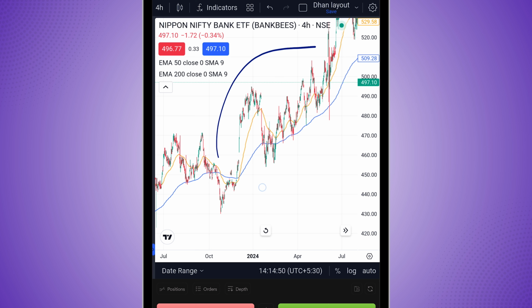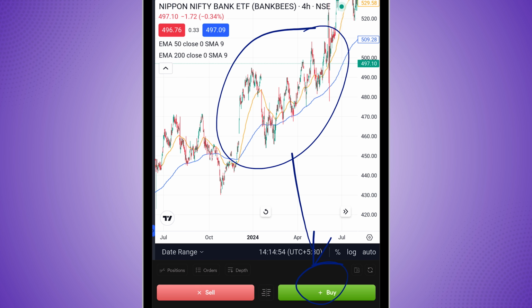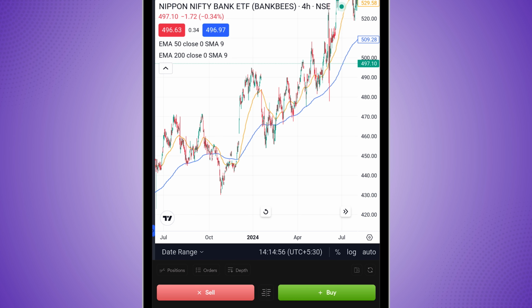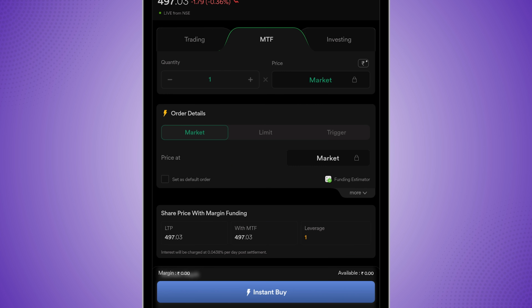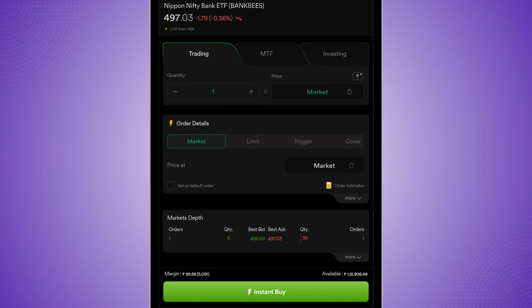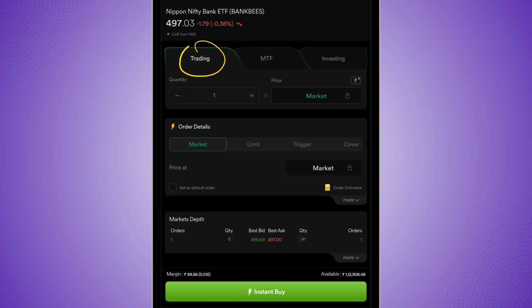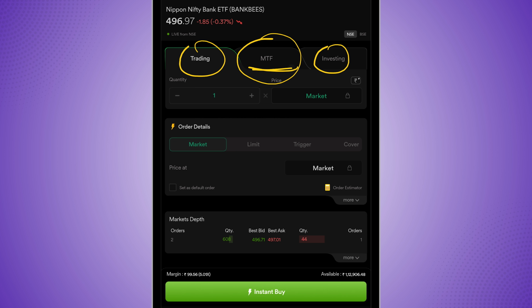Now it is easy for you to just buy Bankbees that we are looking at by doing a buy transaction. So buying Bankbees can be pretty straightforward. You have your buy button here. Just like you buy any other stocks, this is an ETF in the market. You can just go and buy it either as trading for intraday, investing for long term. But the option today we want to discuss is MTF.